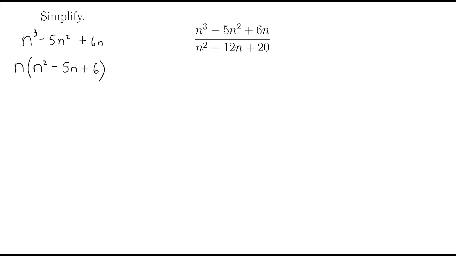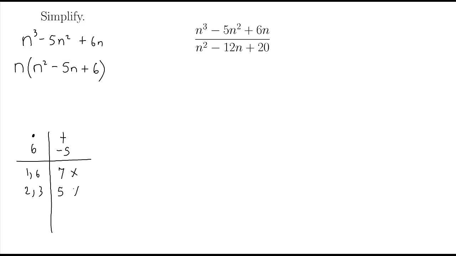I need two numbers that multiply together to be 6, but add together to be negative 5. Okay, well, I'll start off with 1 and 6. Those add up to 7, so that's no good. 2 and 3. Those add up to 5, so we're getting closer. I need it to be a negative 5, so I'll change my signs. Negative 2 and negative 3. That'll give me a positive 6 if I multiply them. They'll add up to negative 5, though.